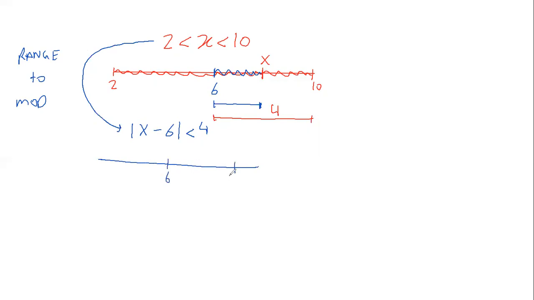If I go 4 points ahead, I'll reach 10. If I go 4 points behind, I will reach 2. But I'm looking for the values of x whose distance from 6 is always less than 4. So I can be anywhere here or anywhere here. So what's the range? x is less than 10 and greater than 2.